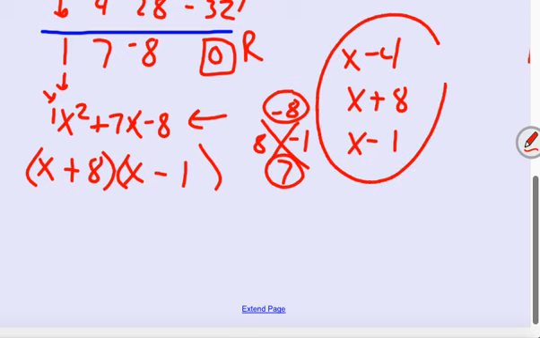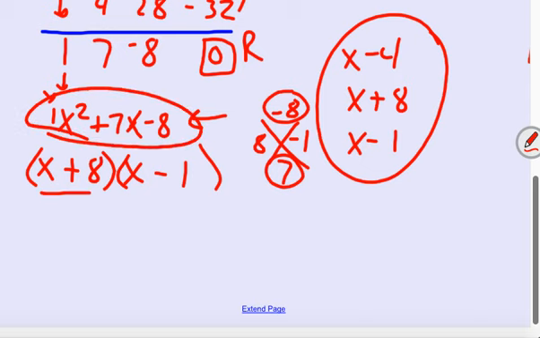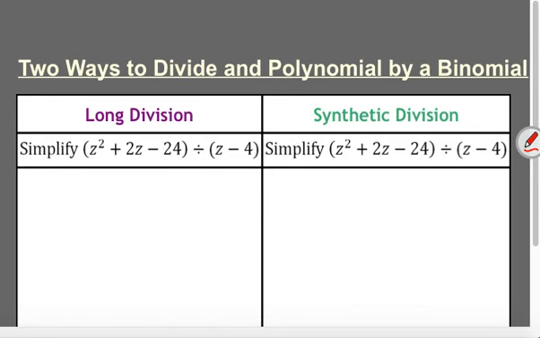This is my length, width, and height right here. I found them by using synthetic division and then taking my answer and breaking it down again to find the other two distances, our other two measures. Okay, so that's kind of what we're doing today. Let's just try a couple here.